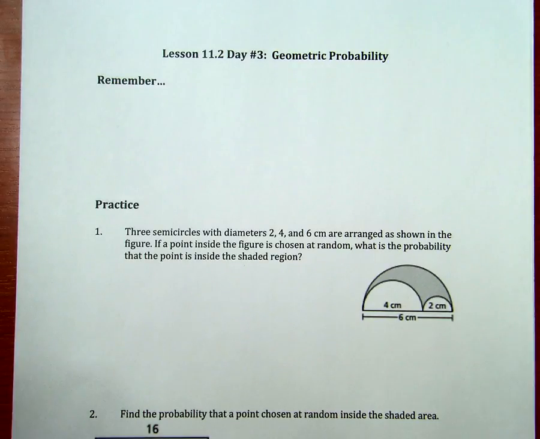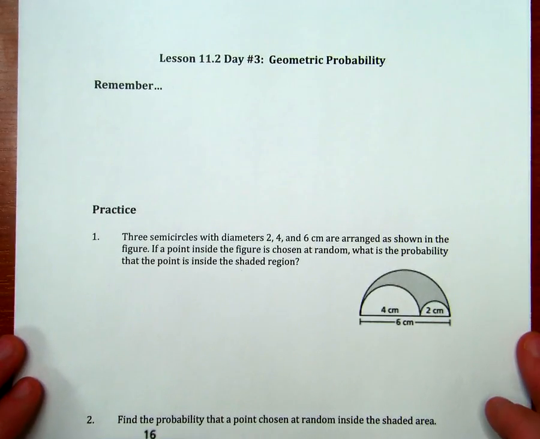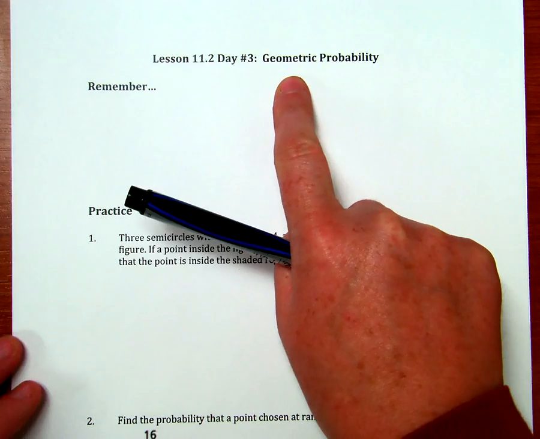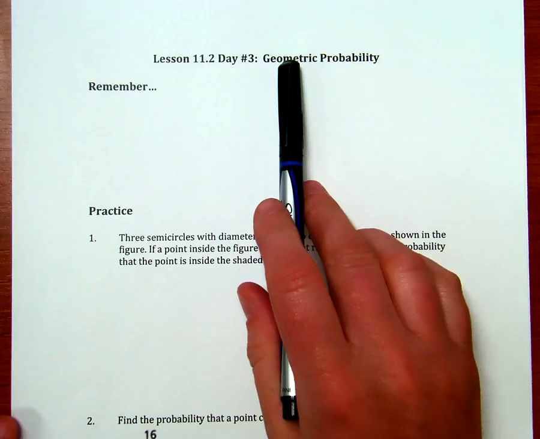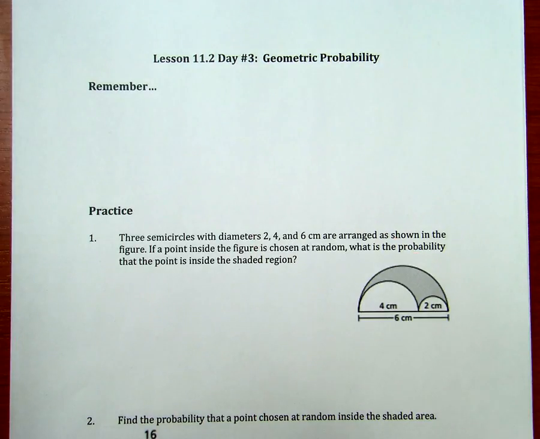Hey guys, so we're going to get going on lesson 11 today, day number 3, talking about geometric probability. On Friday we talked about theoretical probability, and I'm actually jumping over day number 2 because I'd rather be here when we do experimental probability. Geometric probability is what we're going to cover in today's notes.